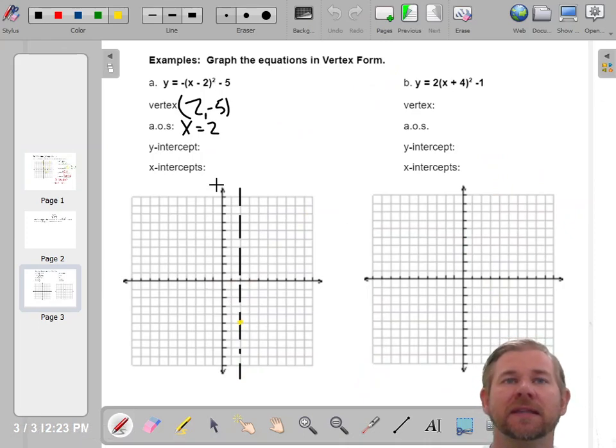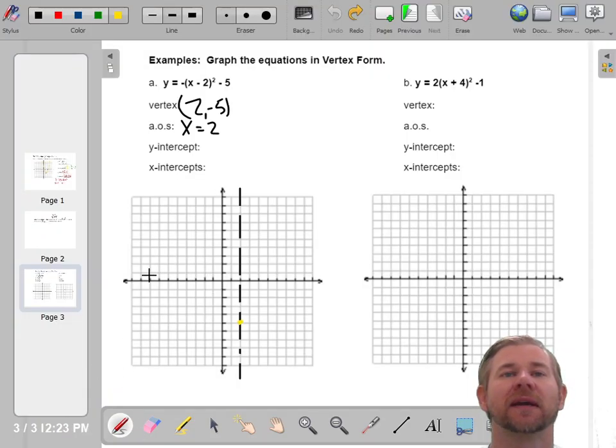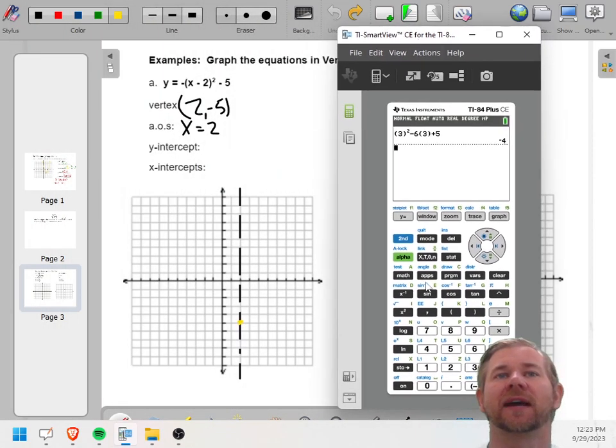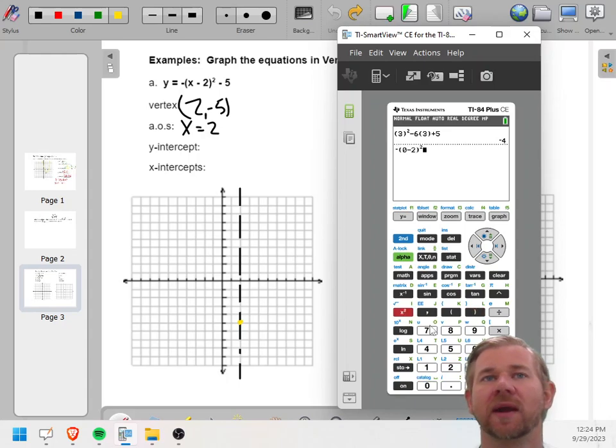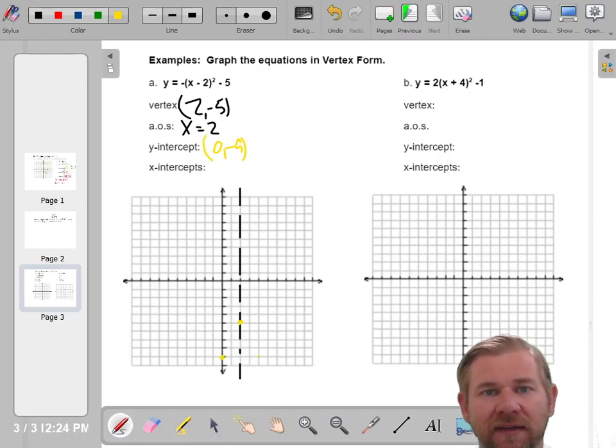Here we are, the y-intercept. To find the y-intercept, you have to plug in 0 for x. You can't just look at it, so you have to use probably a calculator. Where's my calculator? Okay, there we go. So I'm going to plug in 0 for x. The opposite of 0 minus 2 squared minus 5 is negative 9. So 0, negative 9, which is down here. And then I will reflect that right there.